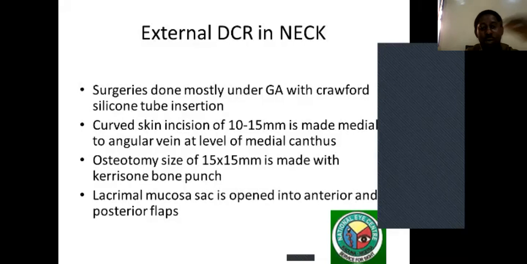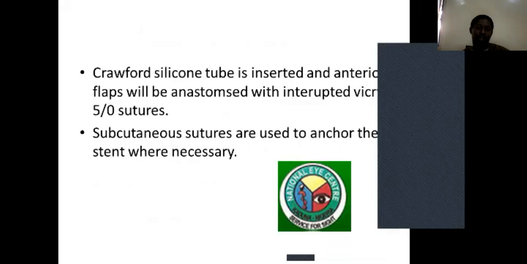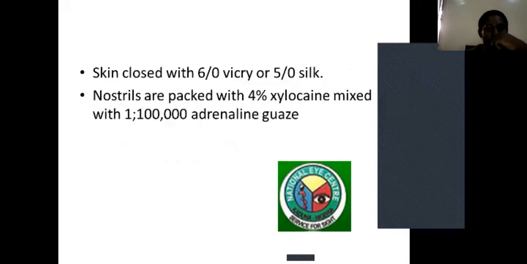Subsequently, we divide the lacrimal sac mucosa into anterior and posterior flaps, usually in an H-shaped form. We insert the tube and subsequently suture the anterior flaps, anastomosed with 5-0 Vicryl suture. Now we do a subcutaneous suture to anchor the stent when it is necessary. The skin is then closed with a 6-0 Vicryl or 5-0 silk according to availability of the suture. The nostrils subsequently are packed with 4% xylocaine mixed with 1 in 1,000 adrenaline gauze.